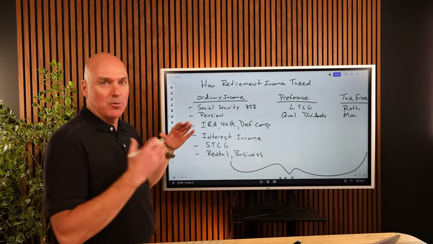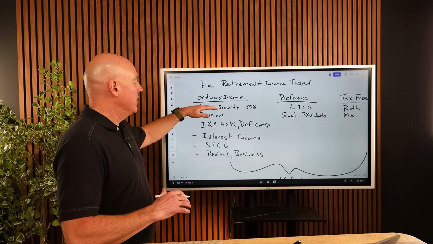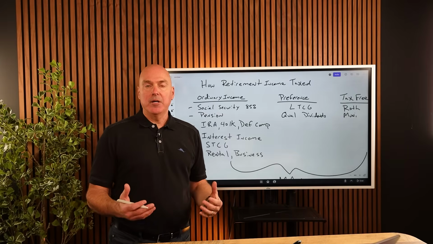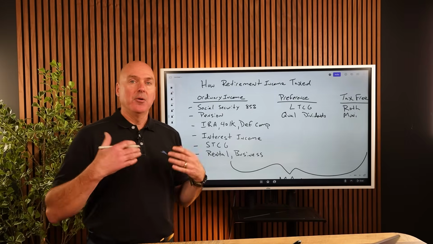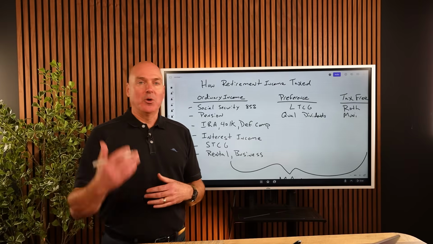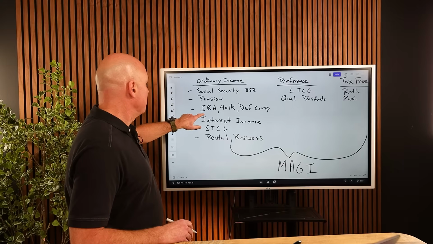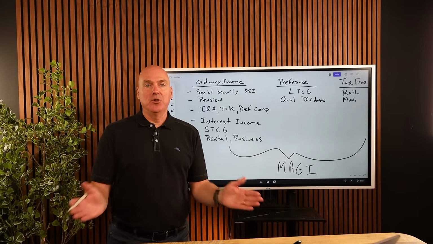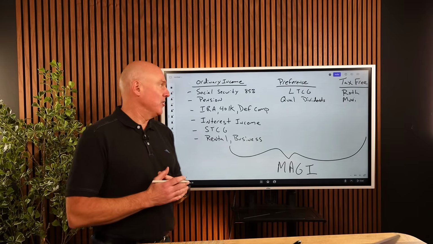But we have basically three types of income that we could potentially have in retirement: ordinary income, tax preference income, and tax-free income. So our ordinary income is going to be those things that are going to be taxed at our marginal tax brackets. Those are those tax brackets we've been talking about: the 10% bracket, the 12, the 22, the 24, the 32% bracket. And it's going to include your Social Security benefits, but only up to 85%. And we're going to assume that everybody's going to pay taxes on 85% of their Social Security benefit.